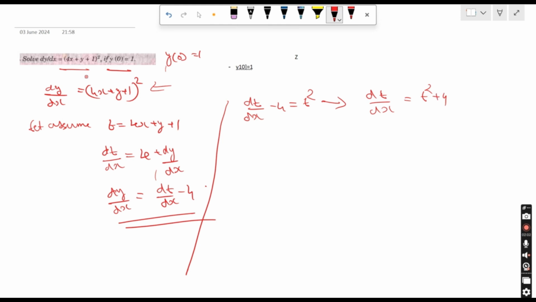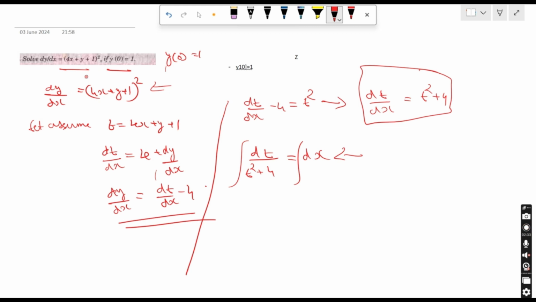Now we have to change this function into a variable separable form. So how will it be? Dt by (t square plus 4) is equal to dx. Now it is in a perfect variable separable form. What's next? The next step, we integrate this function on both sides. So integral of dt by (t square plus 4) equals integral dx.